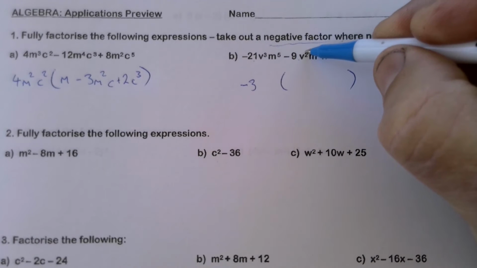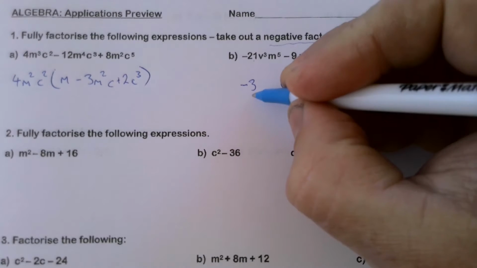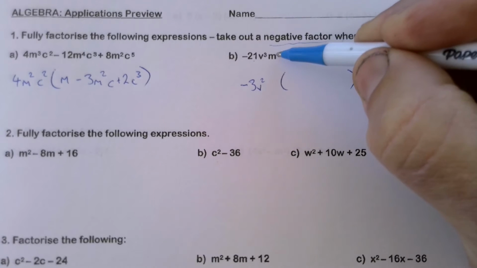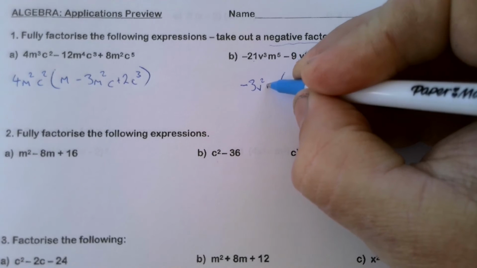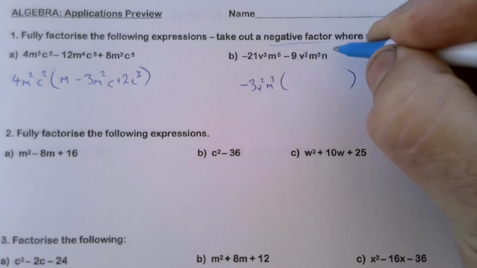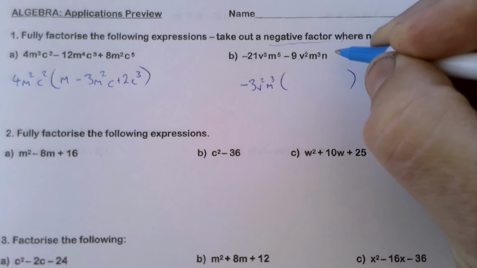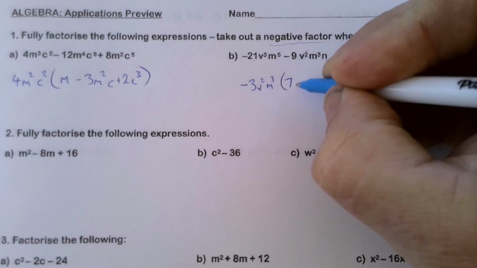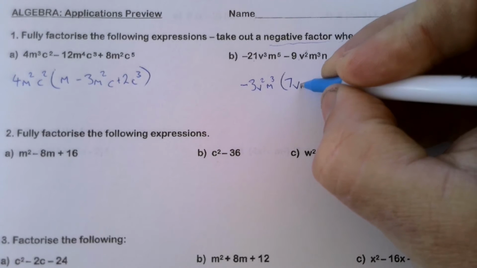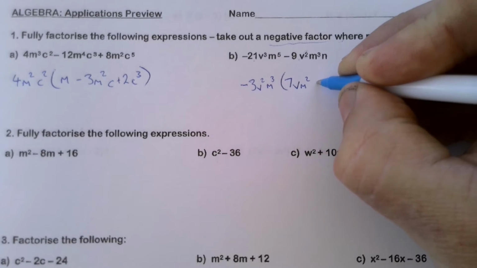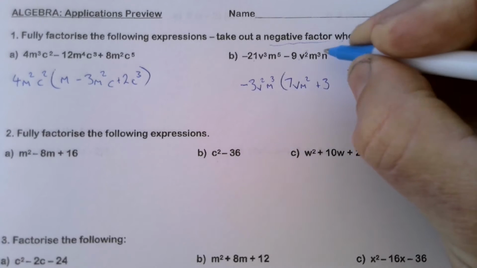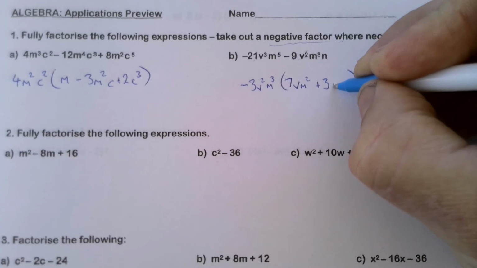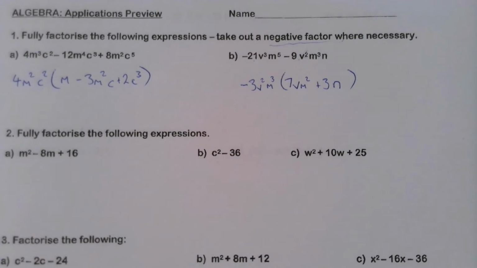I've got v's in both, so I'm looking for the lowest number. I can take those out. I've got m's in both. I'm going to take the lowest number, so 3. I haven't got n's in both, so they can't come out at all. Let's finish this one up. So I've got 7. I need an extra v. I need another 2 m's. I've got 3, I've got adequate v's, I've got adequate m's, I just need an n, and it's fully factorised.